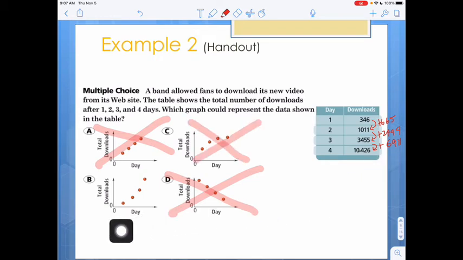This leaves us with just choice B. Notice we start out small, we have a little jump, it's getting steeper and steeper, so that would be the option we choose. So the graph that represents this data the best would be option B.